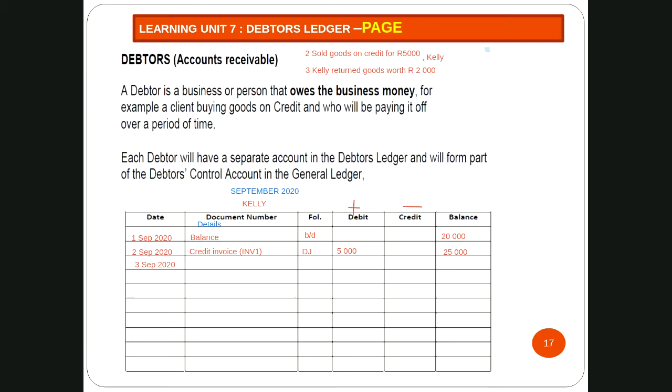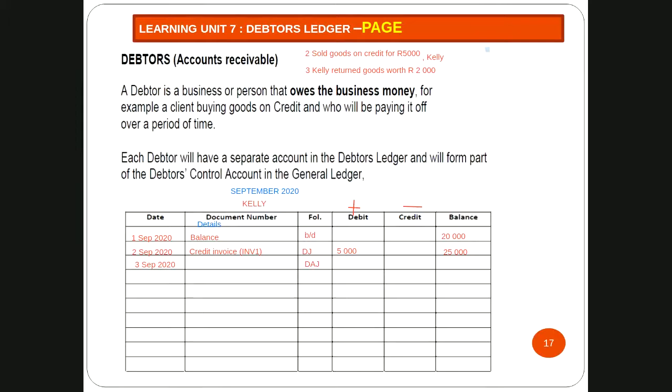Pindile said debtors allowances. MJ said DAJ. Okay, MJ, the DAJ will be the four. I'm going to put what they gave me for now. So you are correct. I'm going to write DAJ under folio. You are correct. So what is the source document for DAJ?